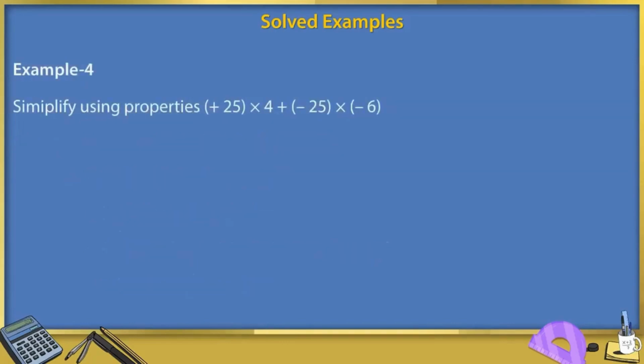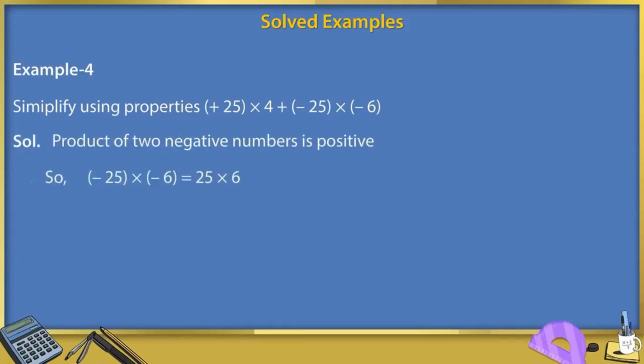Example 4. Simplify using properties: (+25) × 4 + (−25) × (−6). Solution. Product of two negative numbers is positive. So, (−25) × (−6) is equal to 25 × 6.